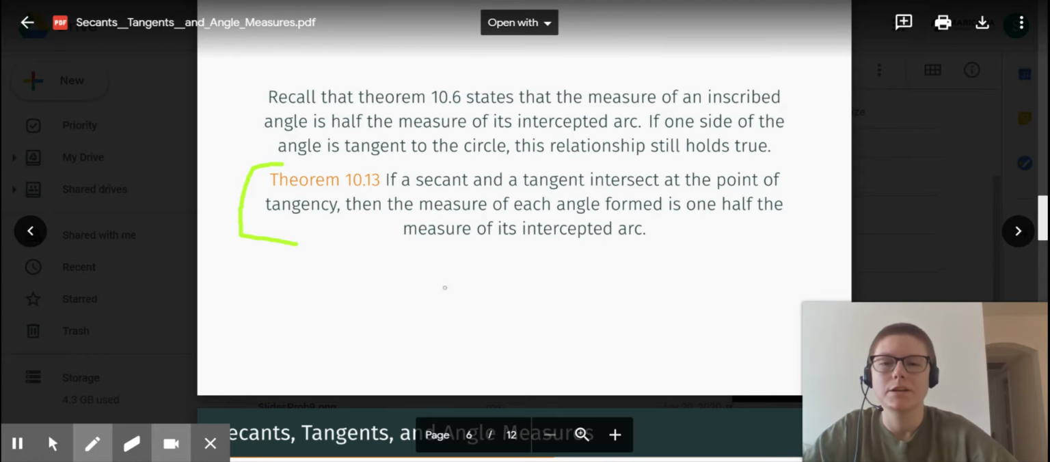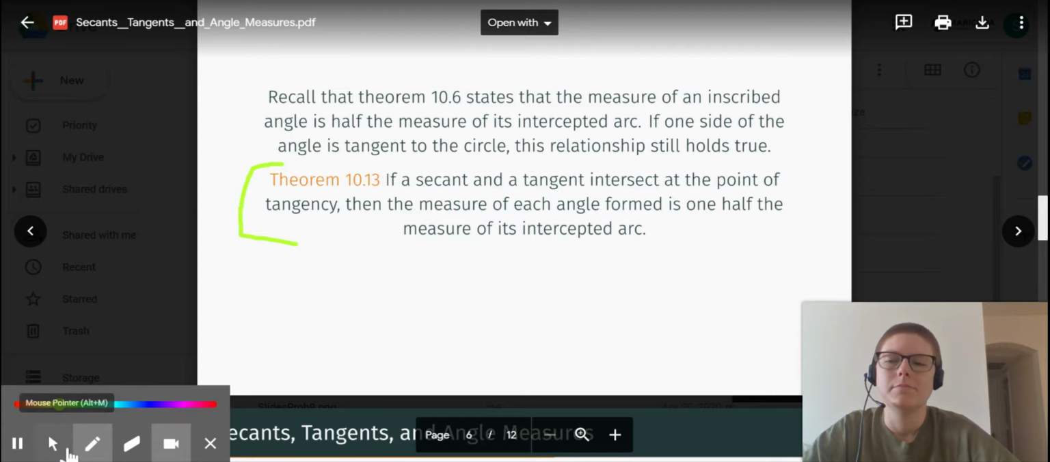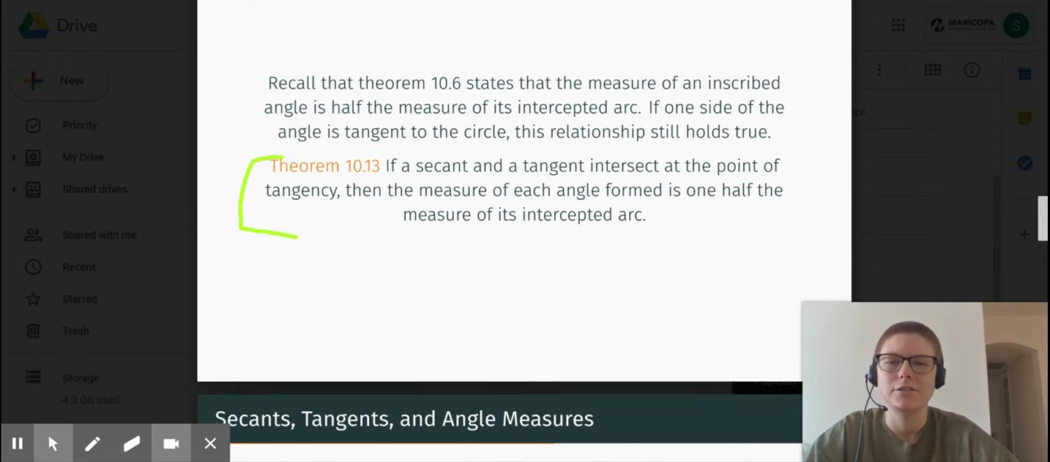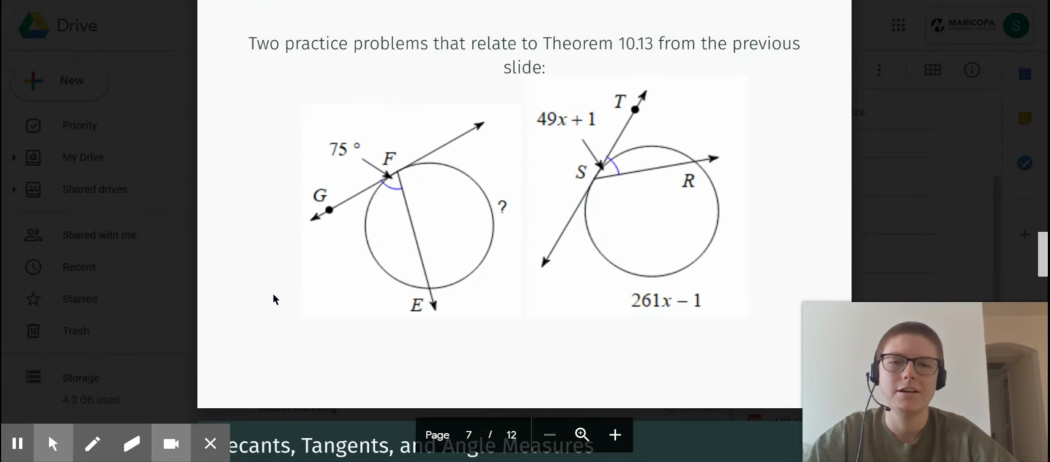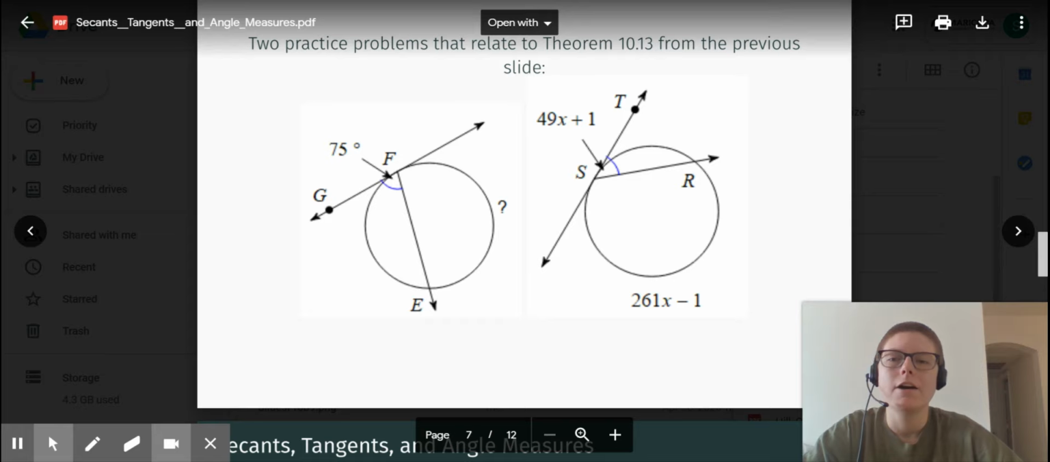I thought I had a picture of this. I'm not going to attempt to draw one, but there's examples on the next slide. So get that written down, pause the video if you need to, and then just scroll on. Well, I'll scroll on and you'll see the next slide. There are examples. So 2 practice problems relating to that theorem from the previous slide are these.